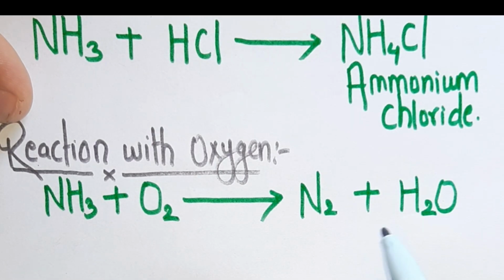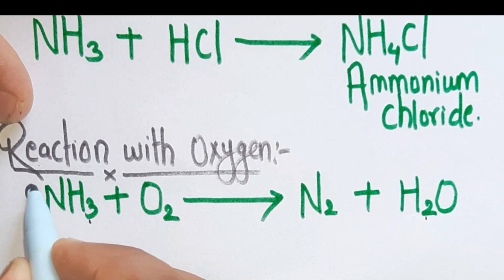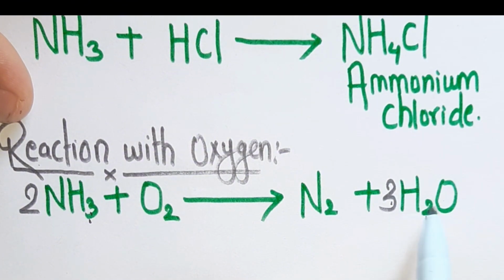Let's balance the hydrogen first. What is the number of hydrogen here? 2. And what is the number of hydrogen here? 3. To balance this kind of reaction, you must exchange this 2 and this 3. Now see here, 3 times 2 is 6, hydrogen balanced. Here also 2 times 3 is 6, hydrogen balanced.